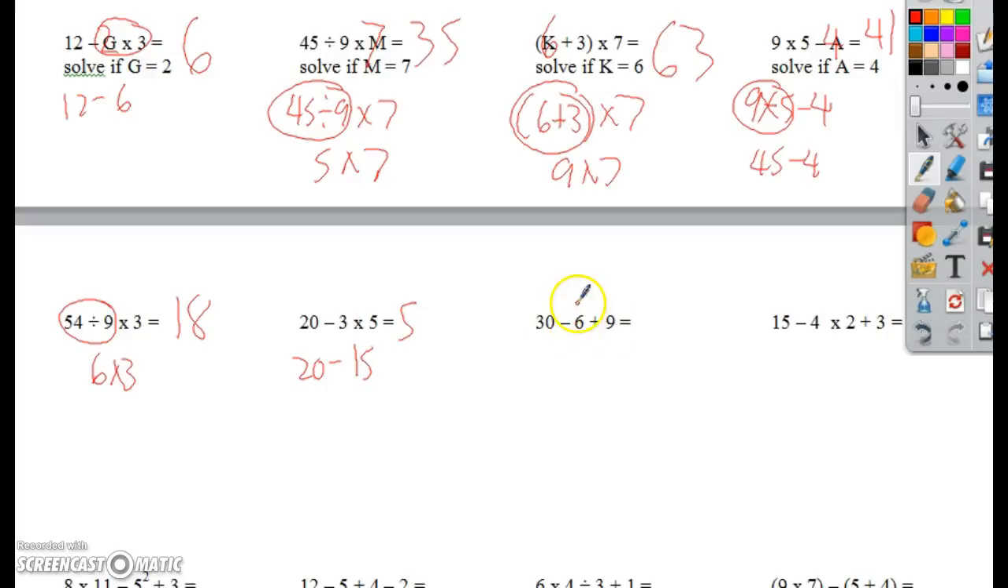Subtracting and adding, they're equal power. Subtracting is first in line. First come, first serve. 24 plus 9 gets me to 33.